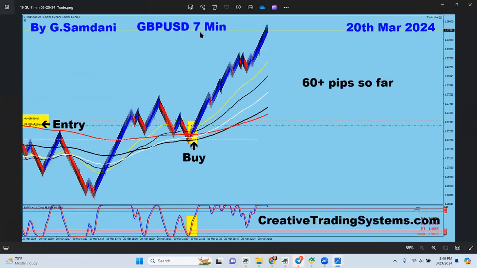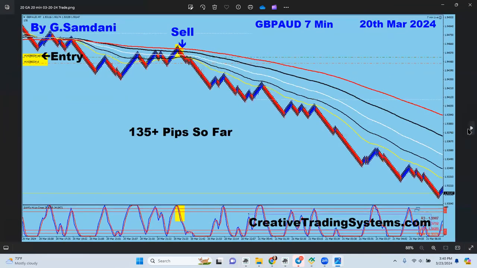And this one is pound USD now, 60 pip to the upside. It went up a little bit after FOMC.